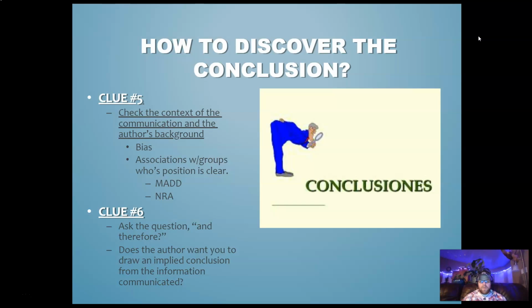This can also be helpful if you look at an author's background. Sometimes that can help you see their bias. If you're looking at a news network, you can see different biases that come from that. If a person's associated with a group, like the NRA again, or MADD, Mothers Against Drunk Driving, ask questions like, okay, and therefore, what are you saying? If they're writing a conclusion that has implications, look for the information that communicates that.